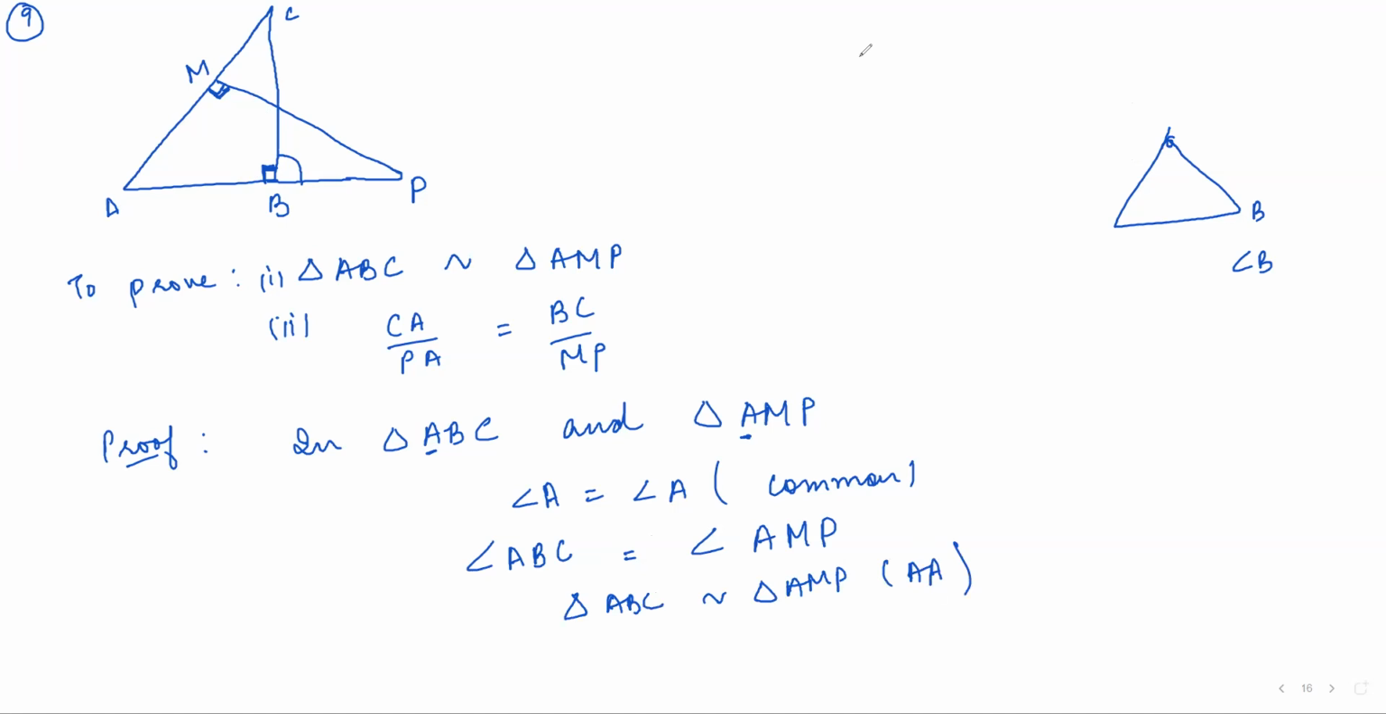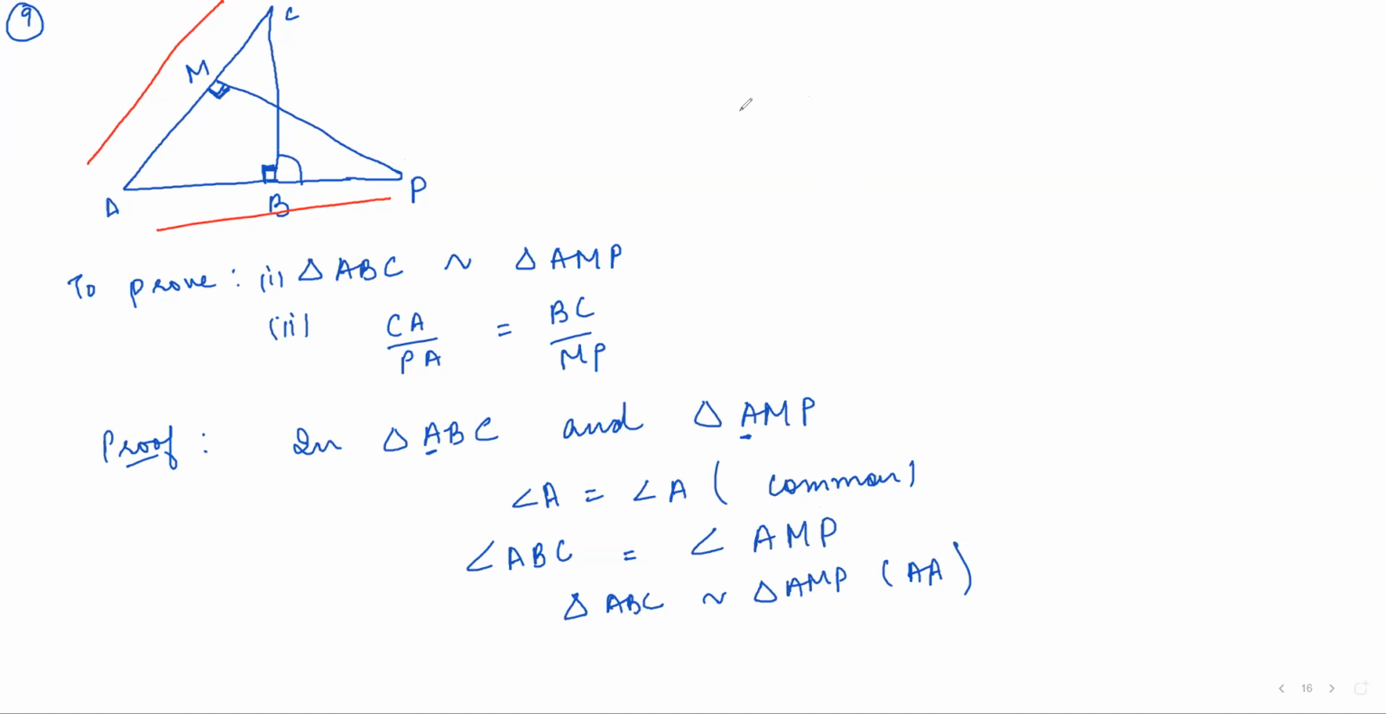Okay. Now, next part of this, you have to show CA upon PA. First of all, see which side is CA. CA means this side, right? And in AMP, PA means this side. And BC upon MP means this side upon this side. So this is simple. Because the triangles are already similar, their corresponding sides are in the same ratio.